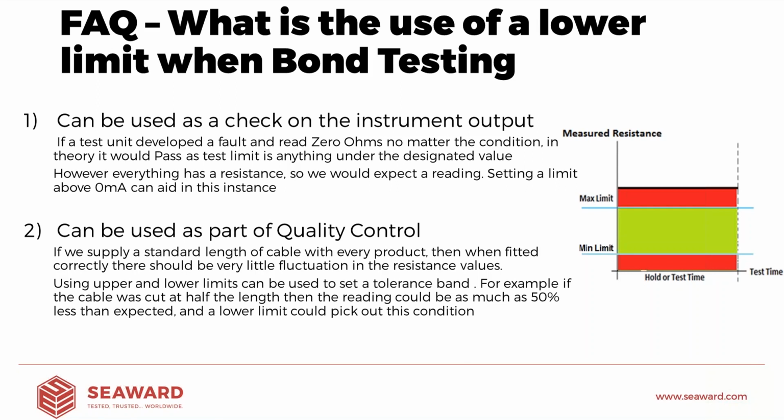So as I said, for example, let's assume the cable is cut in half. Someone's decided we're only going to supply 1 meter of cable. Effectively, our resistance reading could be as much as 50% lower than we would expect. And therefore, our lower limit would pick that up and it wouldn't go out the door with a quality issue.